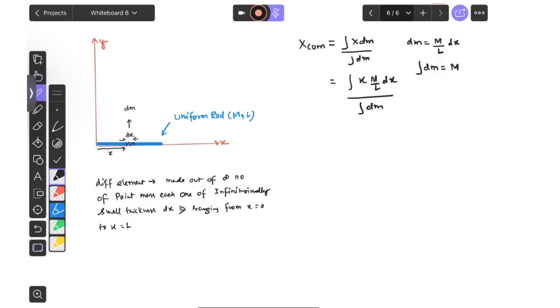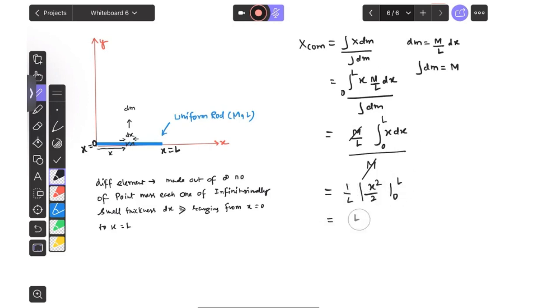And from where to where we must integrate, anyone can tell. This rod is lying from x equals 0 to x equals L. So we must be integrating it from 0 to L. So you see, we have m by L, which is constant, will come outside, will be having integral x dx from 0 to L divided by m. This m and this m will be gone. Integral x dx will be x square by 2, limits we have from 0 to L. And upon simplifying, it will become L square by 2L, and that is going to be L by 2.